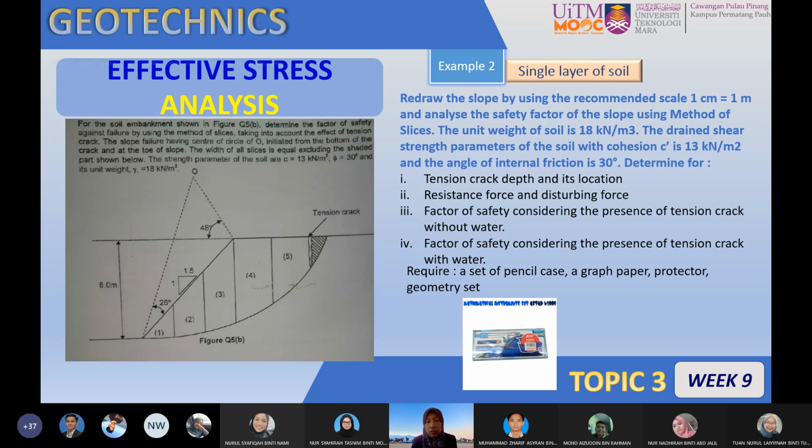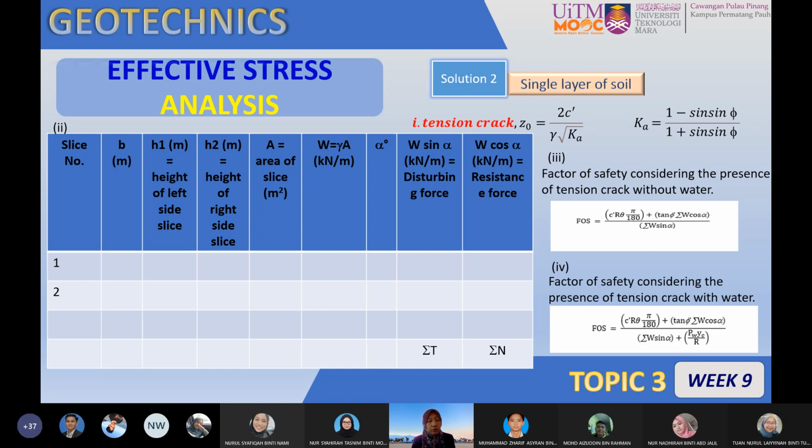Because remember, in assignment 1 we will cover topic 1 and topic 3. Topic 1 is totally theoretical. Topic 3 consists of theory and calculations. So don't take it for granted. When you go through the notes, please move your hand also to draw the slope problem and calculate the factor of safety. So first, how are we going to solve this problem?